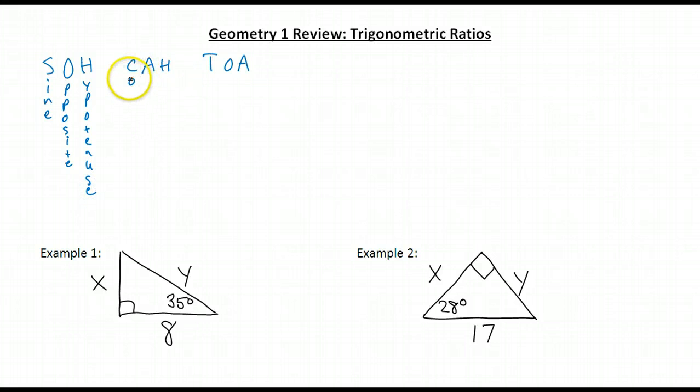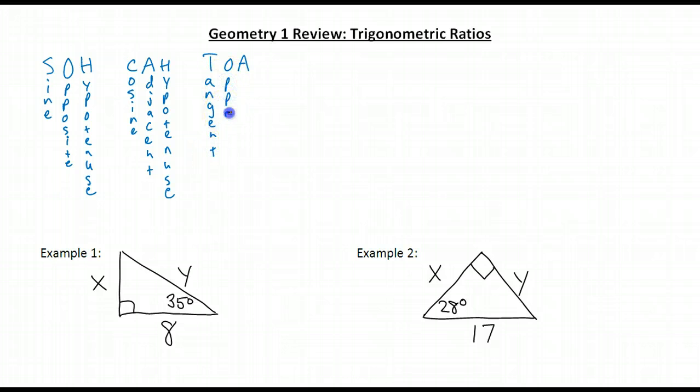CAH stands for cosine, adjacent, hypotenuse. And TOA stands for tangent, opposite, adjacent.